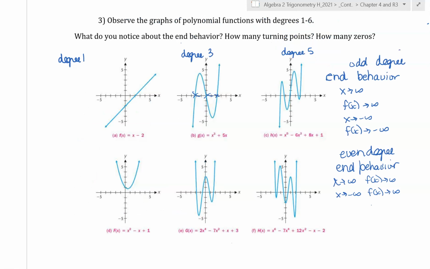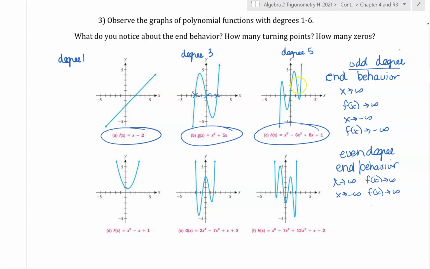Okay, so for these first graphs, we had a linear, degree 1, a cubic, degree 3, and a quintic, a fifth degree, which was 5. Notice those were odd degrees. And look at the end behavior. As x approaches infinity, so as x is getting larger, the y value is approaching infinity. As x approaches negative infinity, the y value approaches negative infinity for all of these odd degree functions.